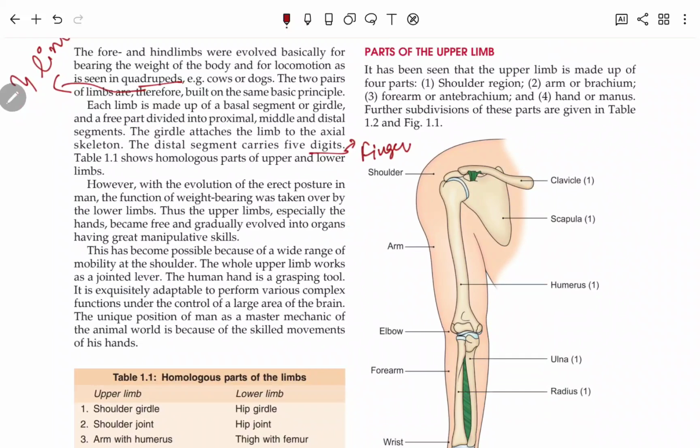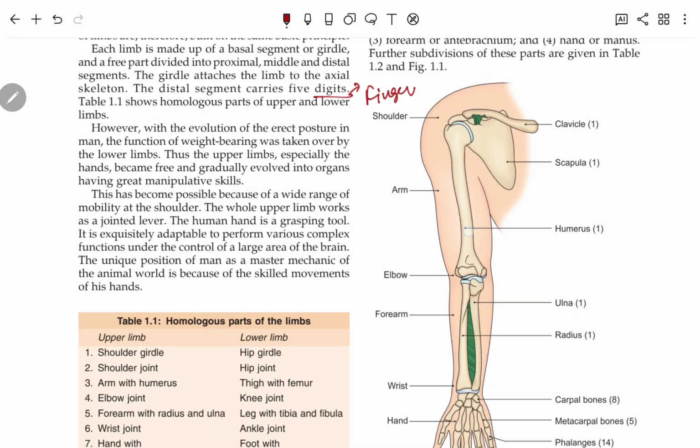However, with the evolution of erect posture in man, the function of weight bearing was taken over by the lower limbs. Thus, the upper limb, especially the hands, became free and gradually evolved into organs having great manipulative skills. We just discussed that. Now, the weight bearing of the body is only in the lower limbs. In animals, we had weight bearing on 4 limbs, as we discussed in the first paragraph. So the upper limb is mainly used for manipulative skills.